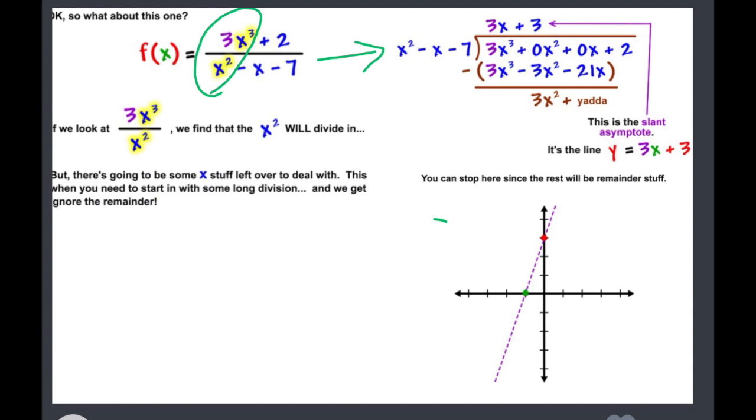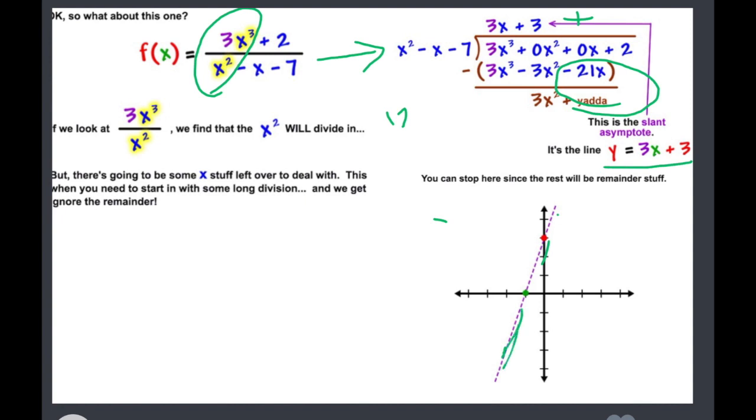And notice this will have a remainder on it. We don't care about that. What we care about is this came out to 3x plus 3 plus the remainder, whatever it's going to be. And that turns out y equals 3x plus 3 is going to be the slant asymptote. You can see that in the diagram right here down below. It goes down this way. So that's kind of interesting.